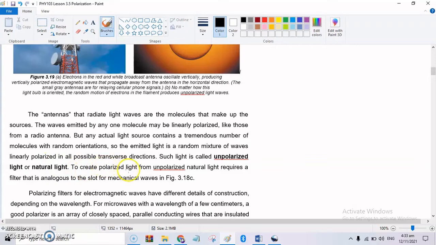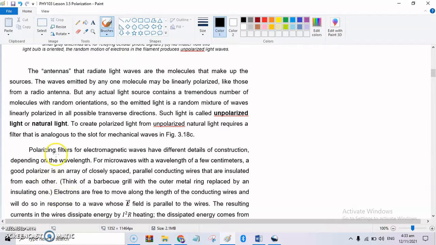To create polarized light from unpolarized natural light requires a filter that is analogous to the slot for mechanical waves. Polarizing filters for electromagnetic waves have different details of construction depending on the wavelength. For microwaves with a wavelength of a few centimeters, a good polarizer is an array of closely spaced, parallel conducting wires that are insulated from each other. Think of a barbecue grill with the outer metal ring replaced by an insulating one.